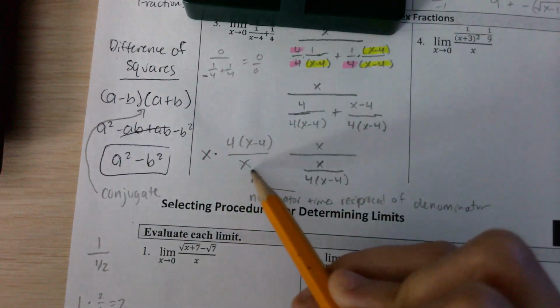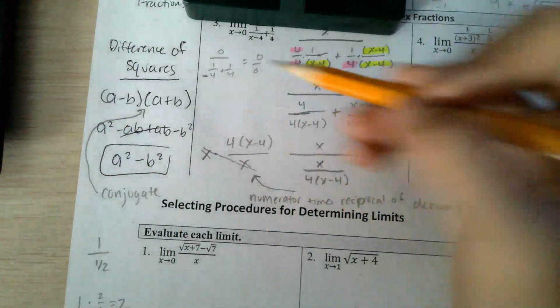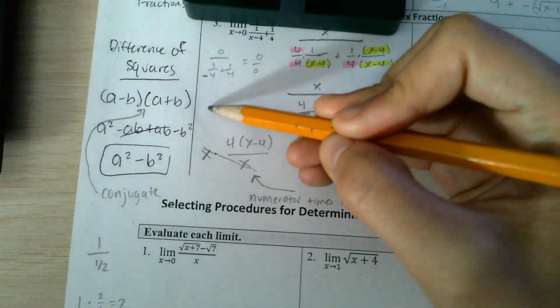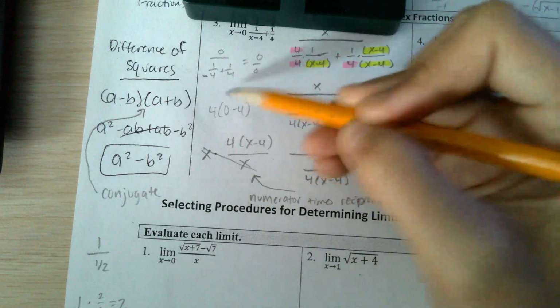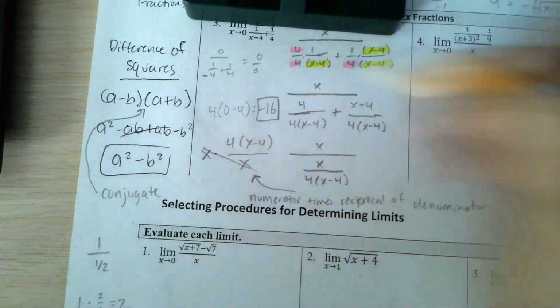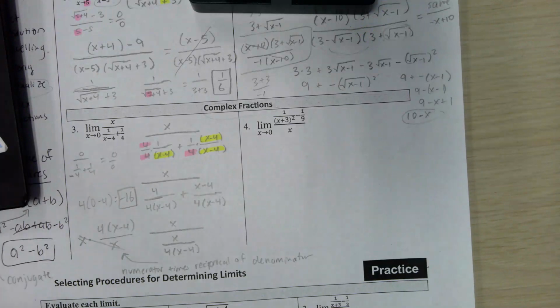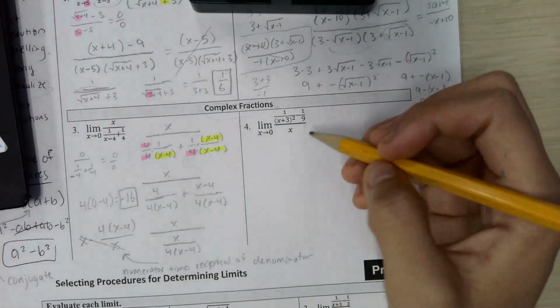So if you notice here, these two are going to cancel out by design. And then we can plug in 0. We can do our direct substitution step. So we do 4 times 0 minus 4, so this is negative 16.